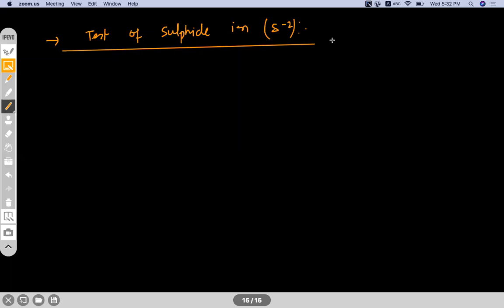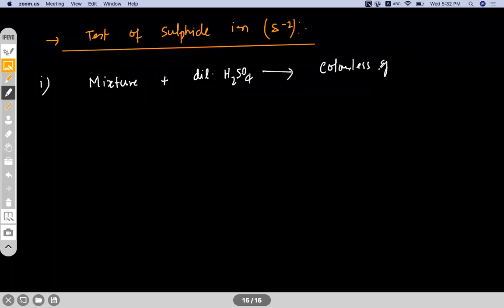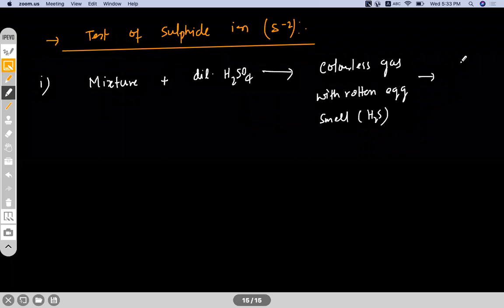S2-. So the first experiment we do here, again, we take the mixture which we need to analyze, and we add dilute H2SO4. We get a colorless gas with a rotten egg smell, like H2S. H2S also has such a smell. H2S, hydrogen sulfide. This confirms the presence of sulfide ion. So basically H2S evolves in this reaction.